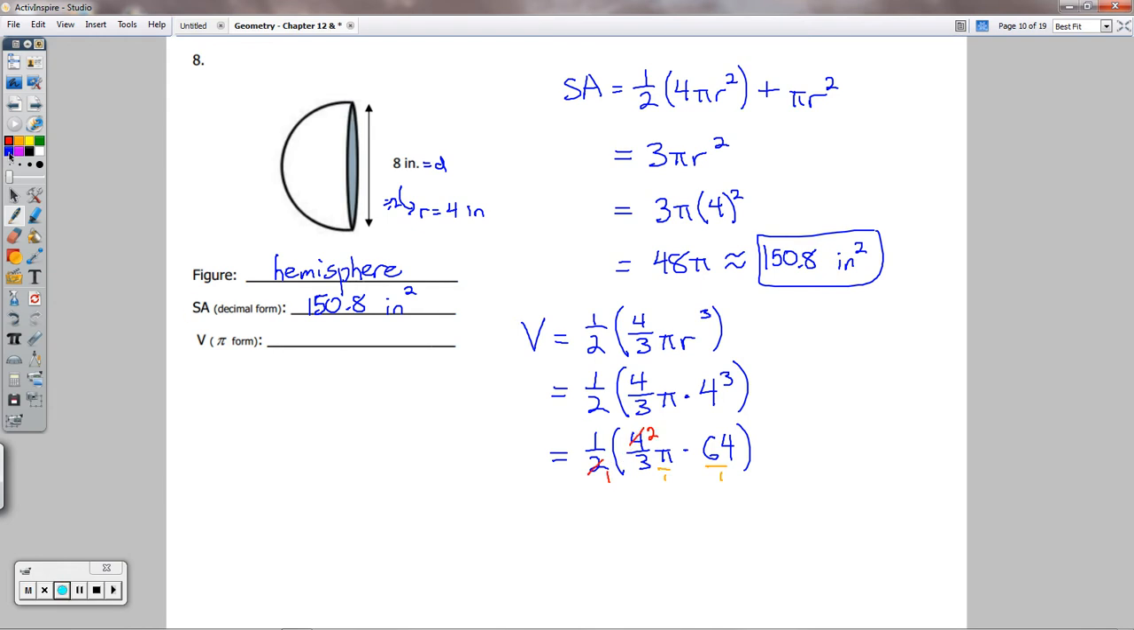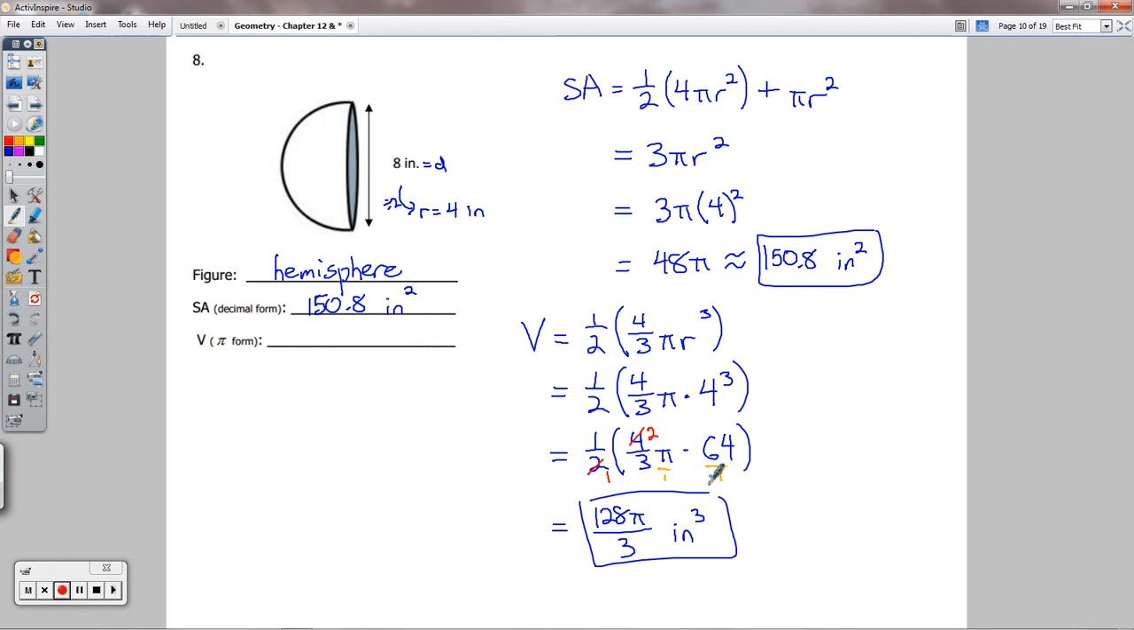And then that can't be reduced anymore, it looks like. So I've got 1 times 2 times pi times 64. That's 128 pi on the top. We got 1 times 3 times 1 times 1. So that is 128 pi over 3. That would be my final answer.